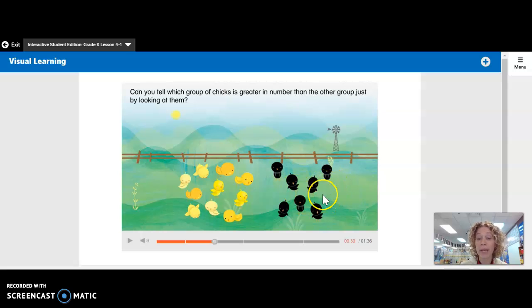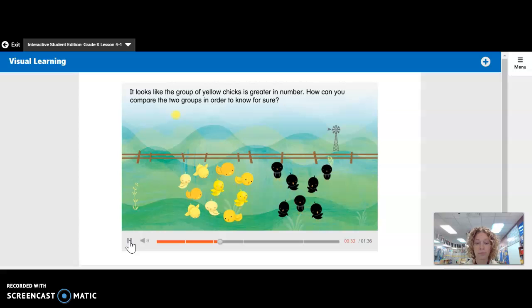Well, maybe you can. Maybe you will notice that when you're looking at these yellow chicks, they take up a lot of space, more than the black. So I'm guessing you can sometimes tell if one group is more by just looking. Okay, not always, but with this particular grouping we can. So let's find out a little bit more.